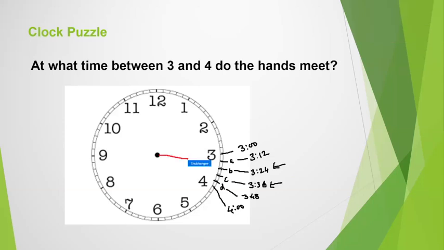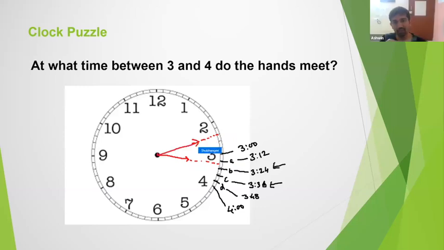The hour hand is pointing at A. At 3:12, the minute hand is pointing there. Correct. So at 3:12, the minute hand is behind and the hour hand is in front. Right. Now imagine where the hands are at 3:24.